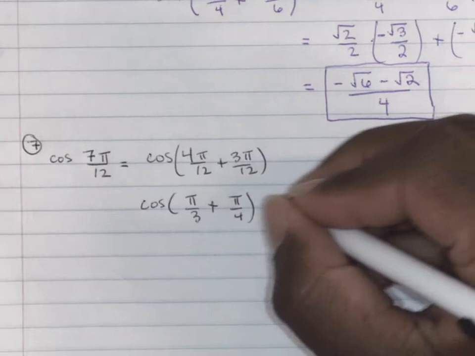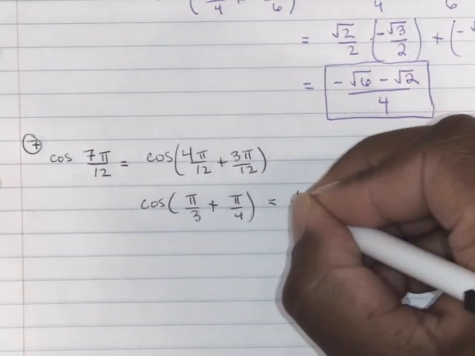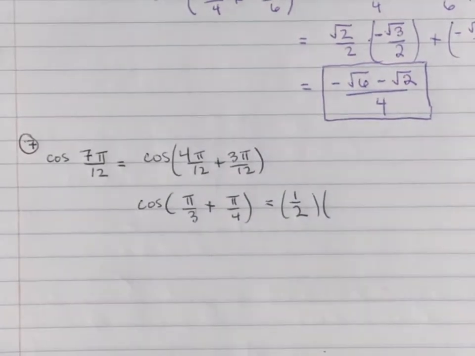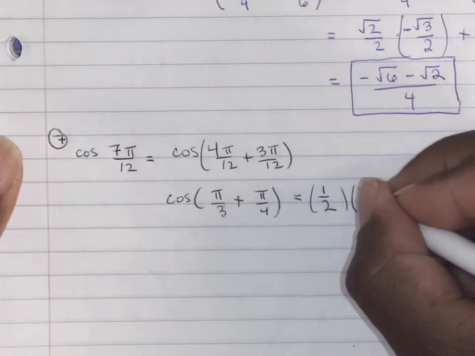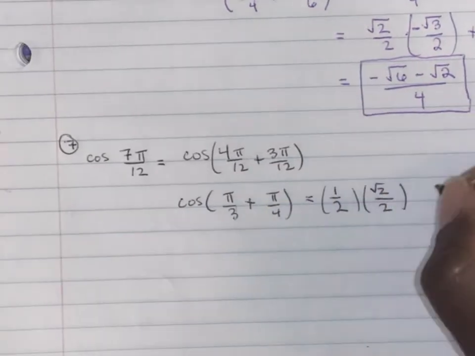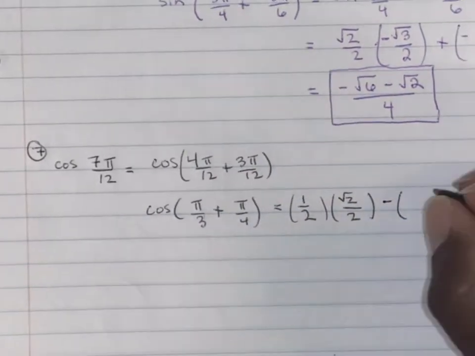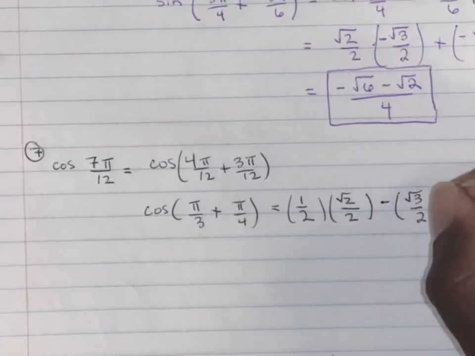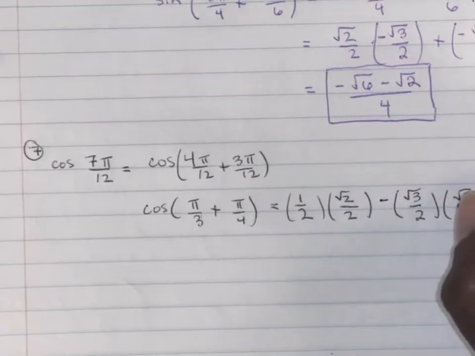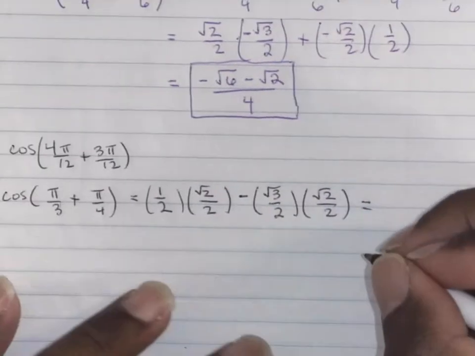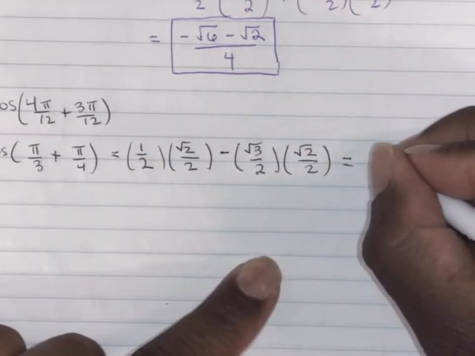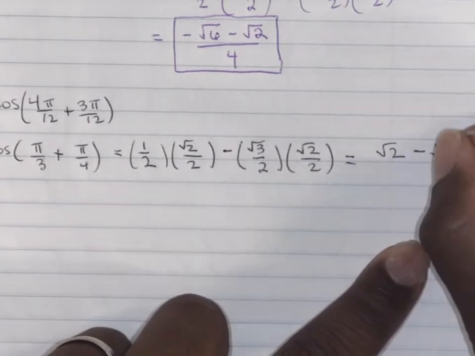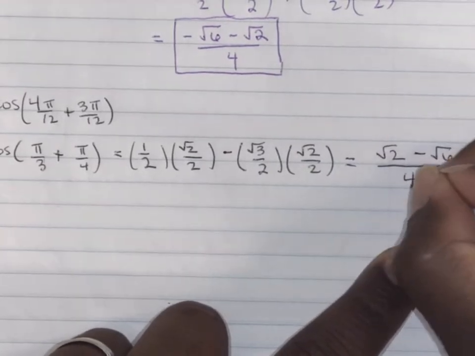So cosine of A is 1/2. Cosine of pi over 4 is a 45, so that would be root 2 over 2. Formula tells me to subtract, so I will. Sine of pi over 3 is positive root 3 over 2. Sine of the 45 is root 2 over 2. 1 times root 2 is root 2. Negative root 3 times root 2 is minus root 6, all divided by 4.